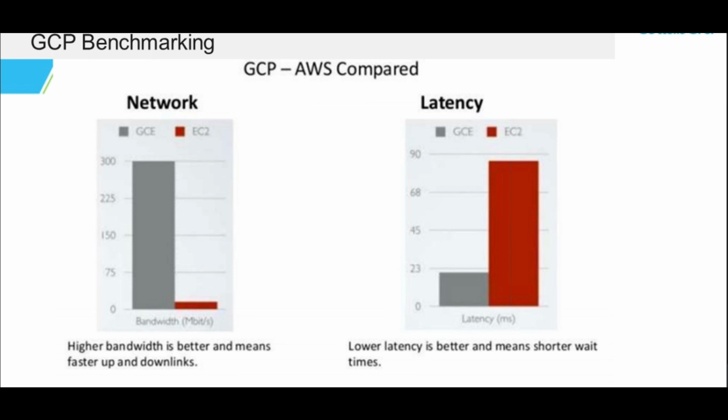When we talk about the network comparison with GCP and AWS, GCP servers give a higher bandwidth. A higher bandwidth means they are faster, again, faster in uptime and downtime. So quickly you can upload your content, quickly you can download anything from the internet. They give you a faster bandwidth when you access your virtual machines or the servers.